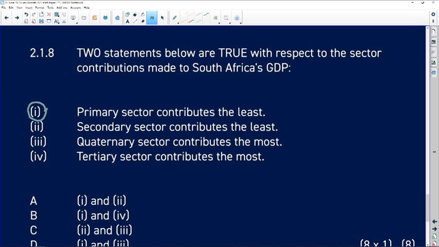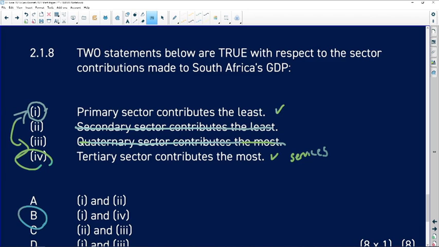And if we look at it, the secondary sector contributes the least. That's completely incorrect. The quaternary sector contributes the most. If you look at that, that's also incorrect. And our tertiary sector contributes the most. That is correct. That's like services. So the correct combination will be these two, and the correct answer will be B.